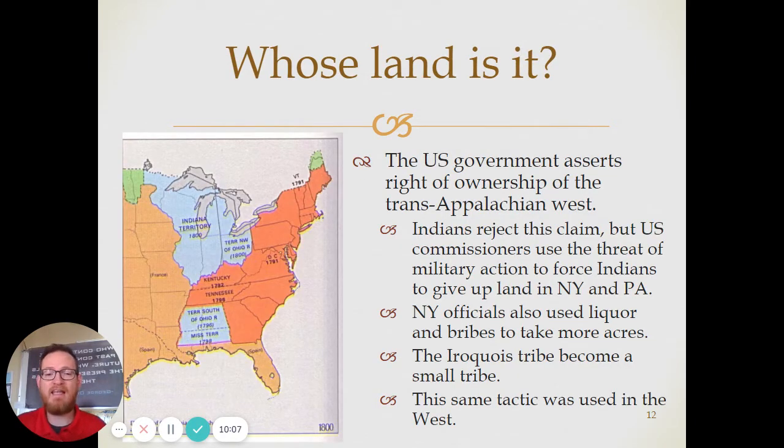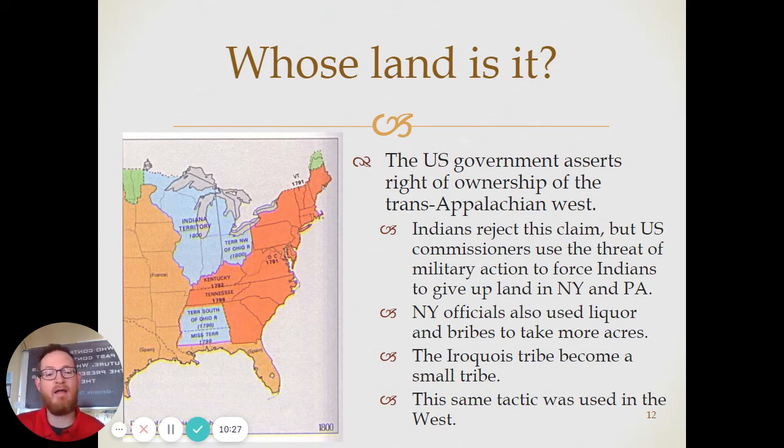So, whose land is it? The U.S. government asserted their rights to ownership of the Trans-Appalachian West, basically all that territory to the Mississippi River. Of course, Indians would reject this claim, but the U.S. military and U.S. commissioners were able to use the threat of military action to force Indians to give up land in New York and Pennsylvania.